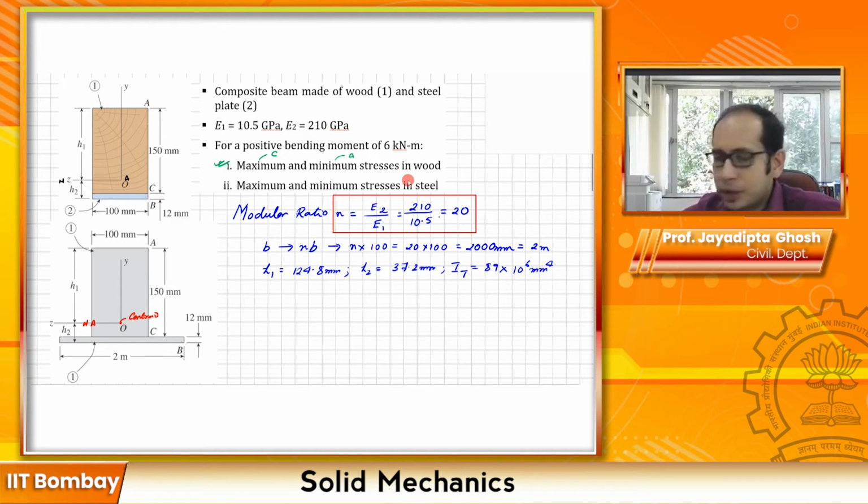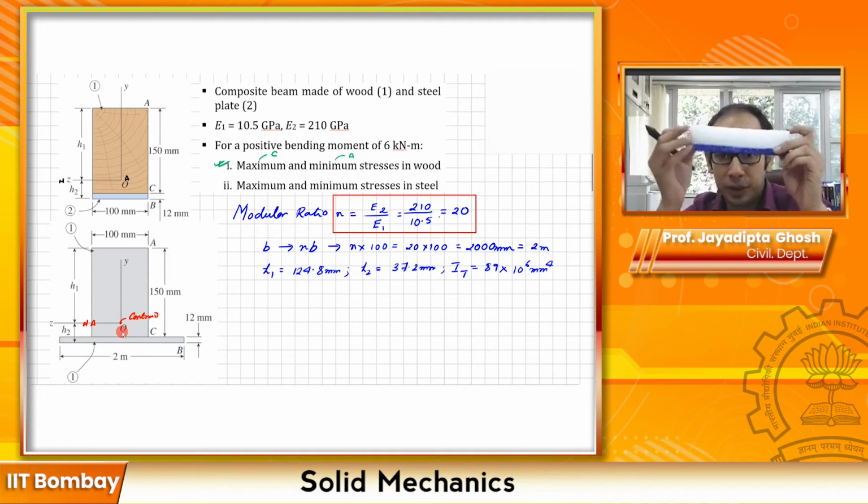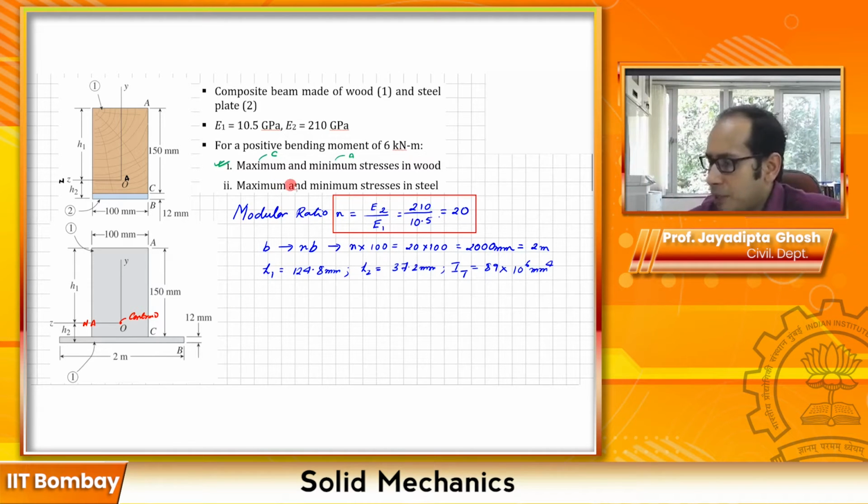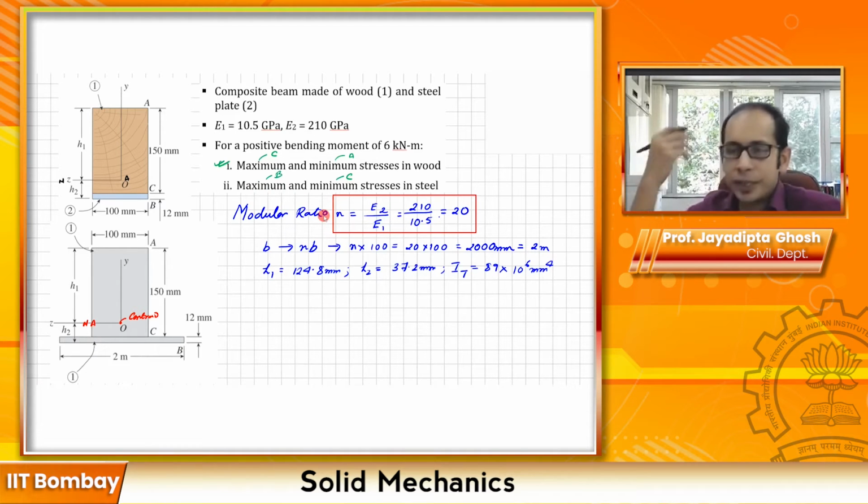Now what about for the steel? The steel will be entirely in tension because it is below the neutral axis over here. So the bottom part is the steel. You see the steel is entirely in tension. So the minimum tensile stress, of course, will occur at this interface over here. So it is going to happen at C, and the maximum tensile stress is going to happen at the bottommost interface. So that is at B over here. So let's go ahead and calculate that.